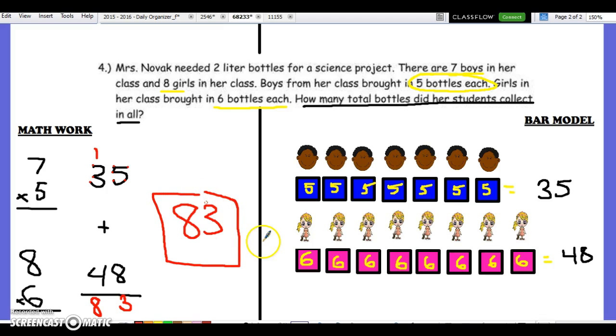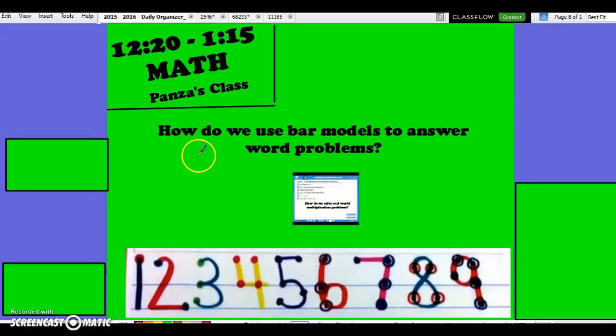So those are the answers, but a more important fact is that I want to make sure that each of the students are copying down the bar models. They don't need to draw pictures of boys and girls, but the bars are important to represent the fact that they understand that multiplication is nothing more than repeated addition. And that is how you use bar models to answer word problems. I hope this helps.